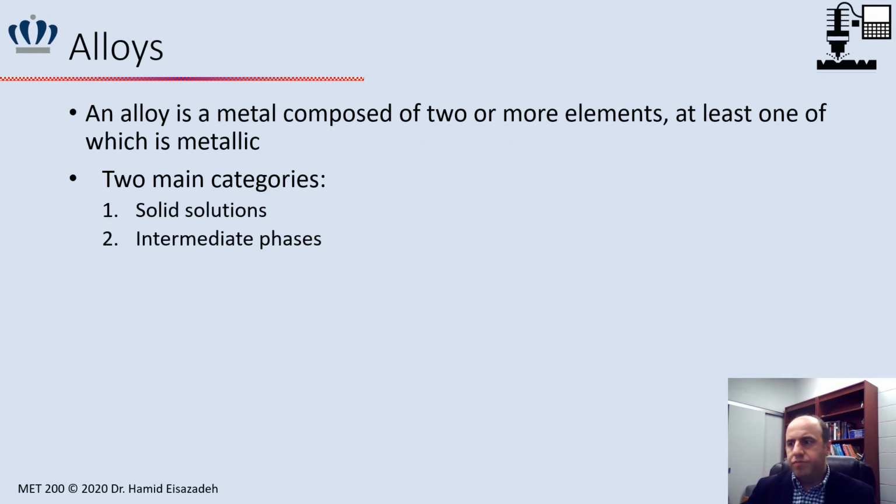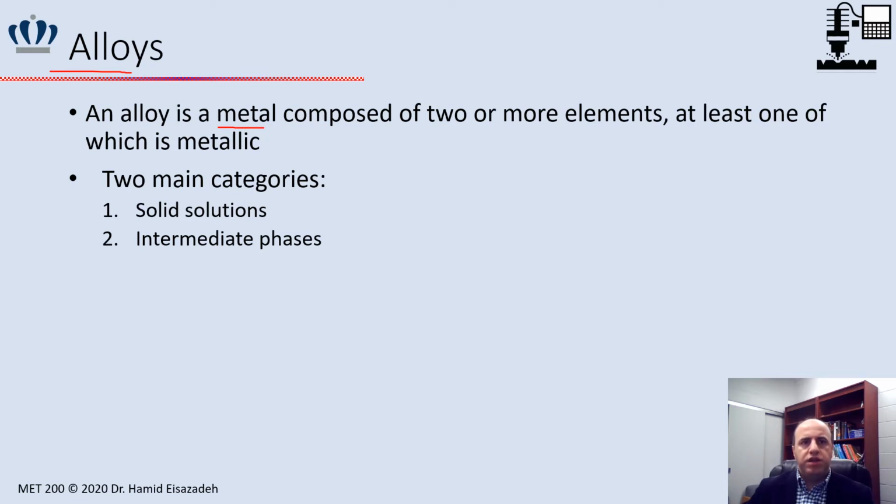Also, some of the pure metals are very valuable, but in engineering applications we use alloys, because the pure metal does not have the required mechanical properties, so we add alloying elements to improve their properties.